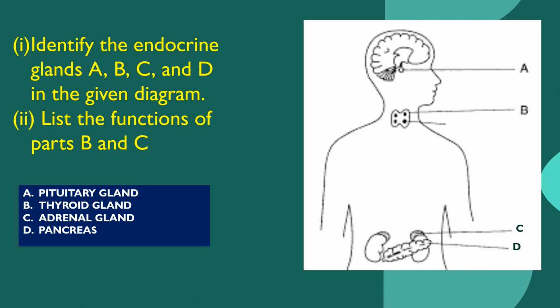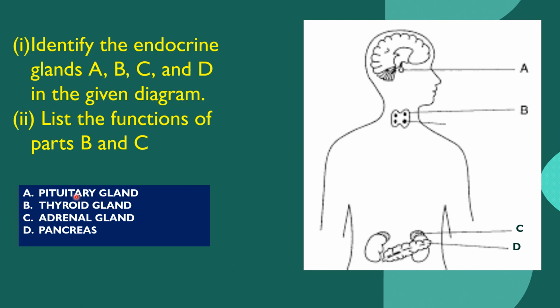Then the next part, that is C. C is adrenal gland. What are the major functions of C? Adrenal gland produces two major hormones. Adrenal cortex produces cortisol. Adrenal medulla produces adrenaline. In that any four you can write. General functions you can write.